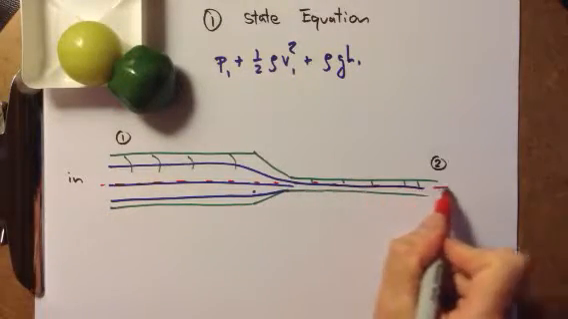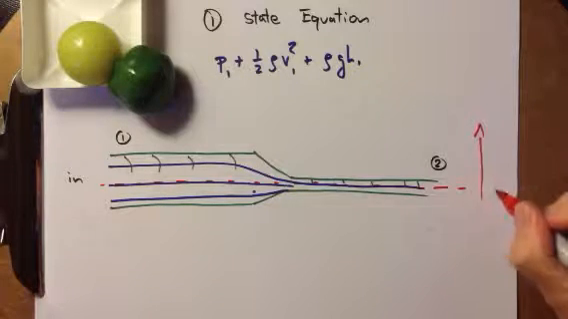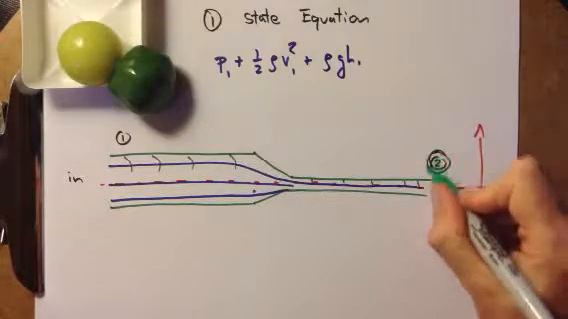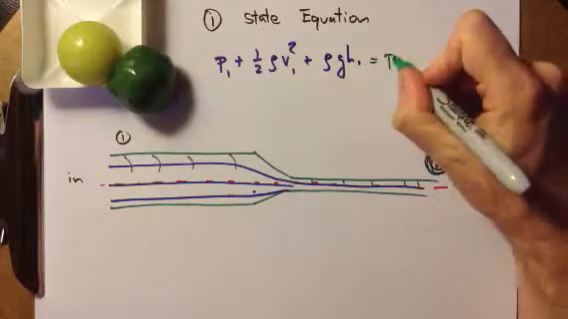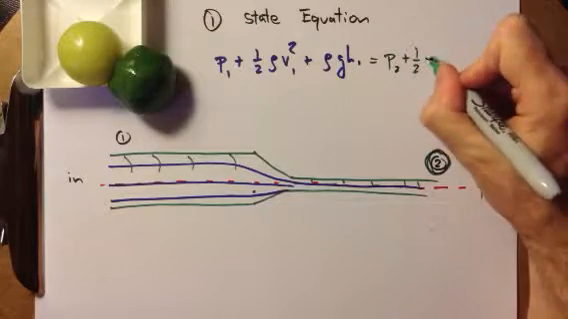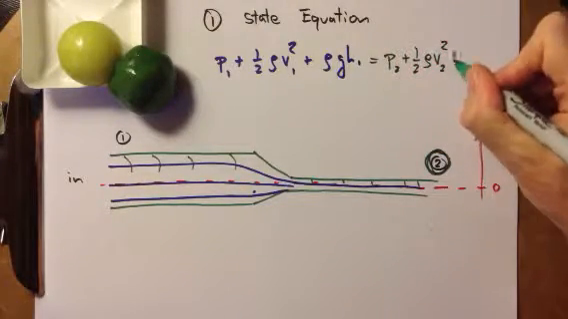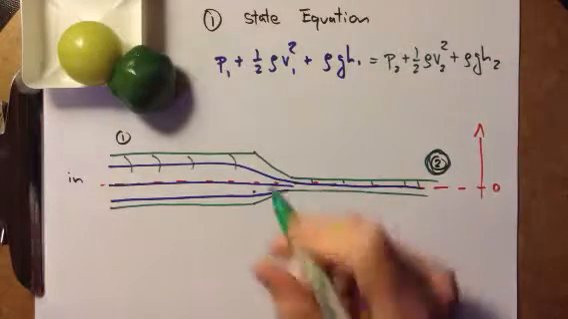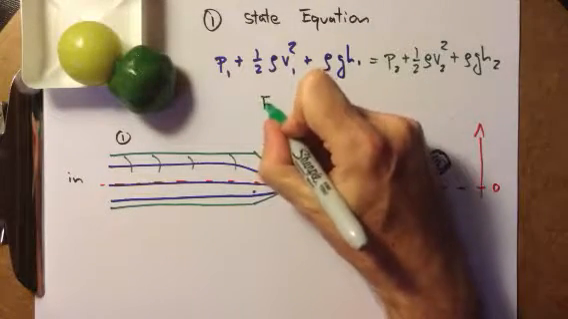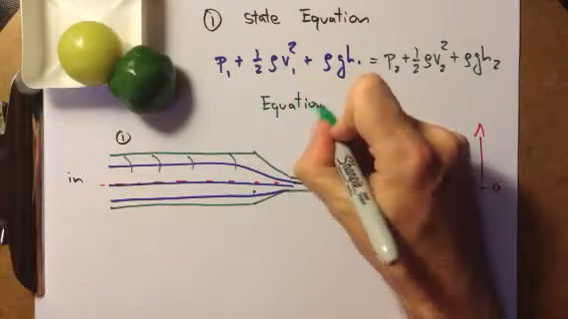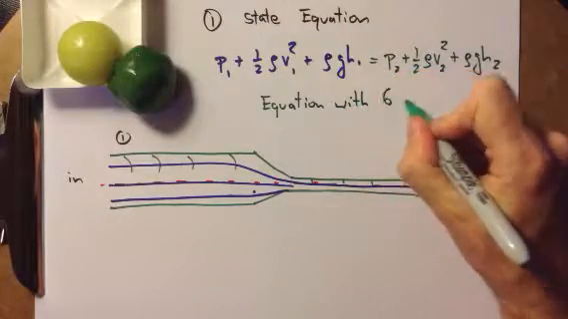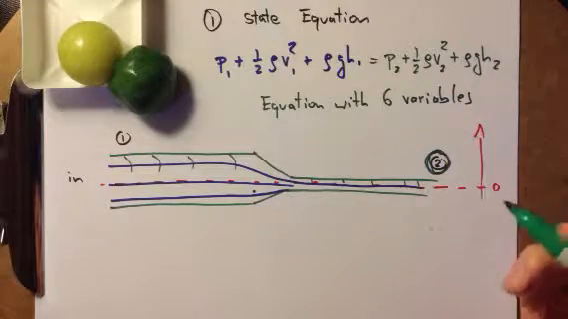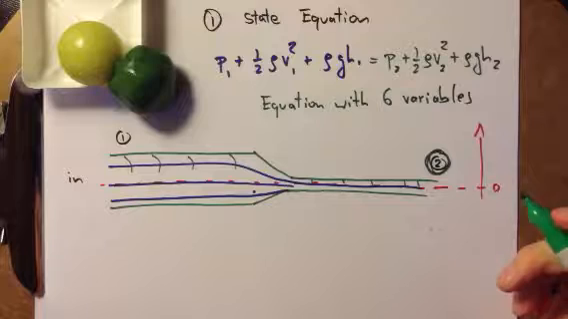If we place our horizontal tube on the ground, then this would be our height scale, and we are at 0. Then on the other side we have pressure 2, kinetic energy 2, plus potential energy term 2. Now you see, this is an equation with 6 variables, and you know it cannot be solved for one of them unless you know 5 of the others. At the moment we don't know anything.